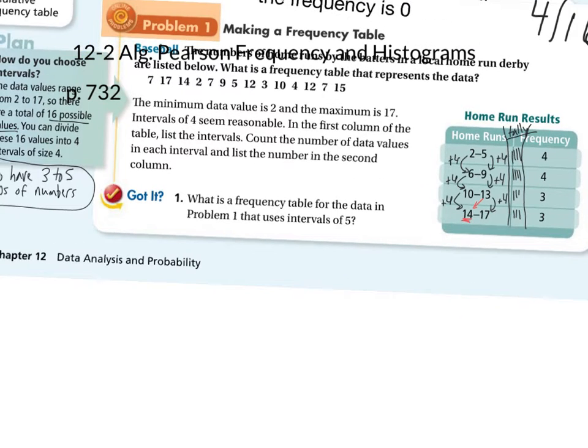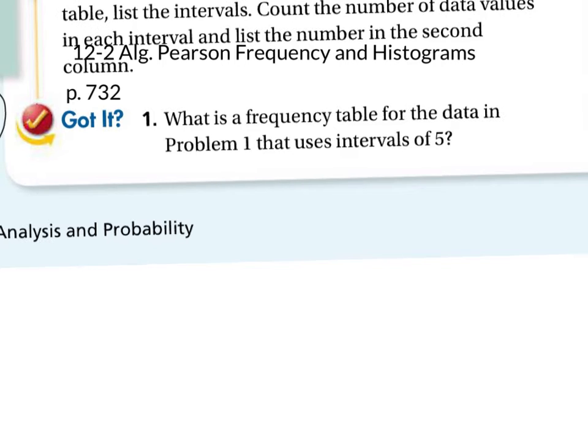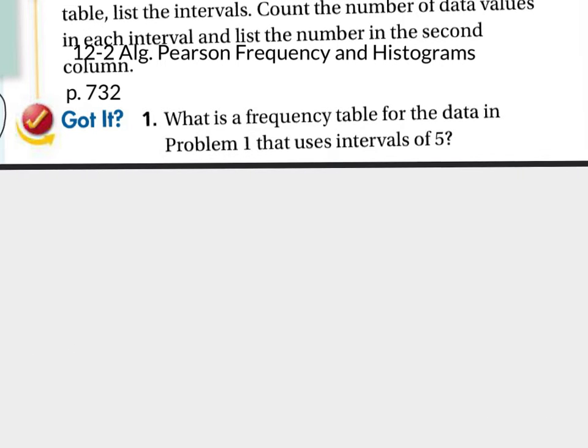So if you look at the "got it," it says what is a frequency table for the data in problem 1 that uses intervals of 5. So we went by 4s. They're saying what happens if we would go by 5s instead? Well, the deal is we had 16 possible numbers.